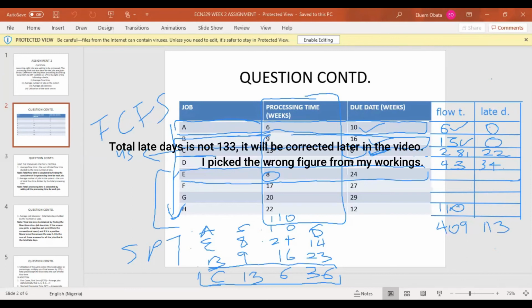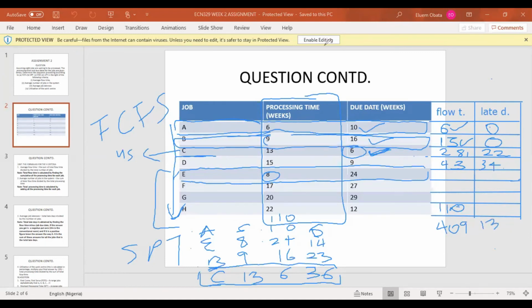It's actually 133. And so we can now apply these figures to our formula. Remember, you will calculate your flow time for your SPT, for your late days, and your late days for SPT, and total everything. So they will be different for each priority rule that you use. That is why in this assignment, I'm probably sure they wanted us to see that your answers differ for every priority rule you use. But let's take these figures down.